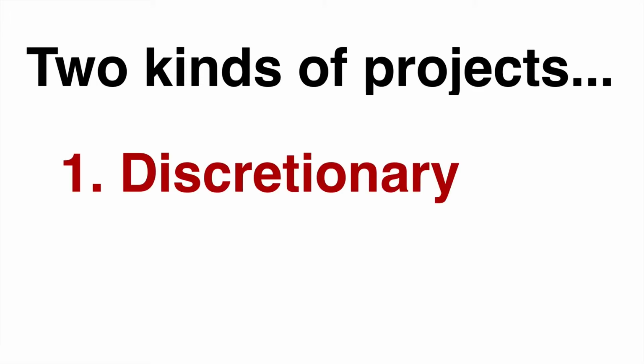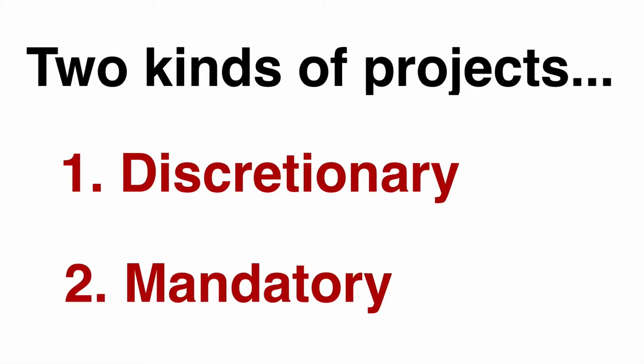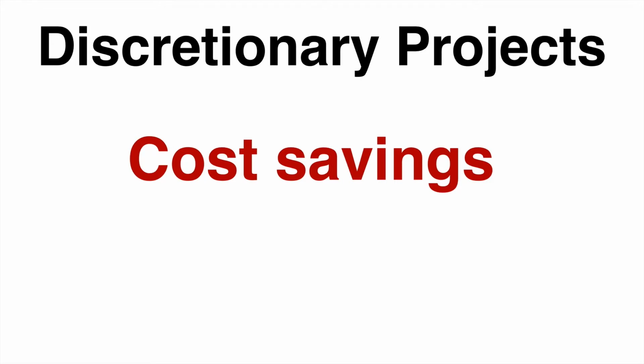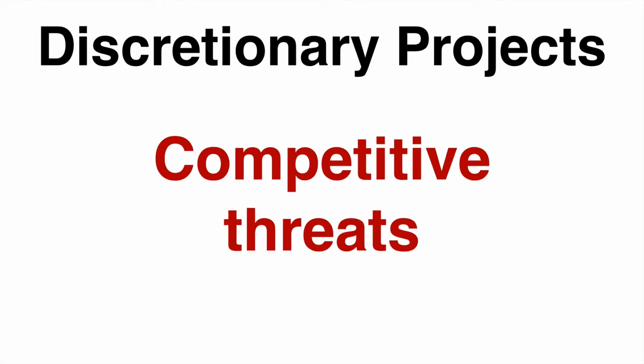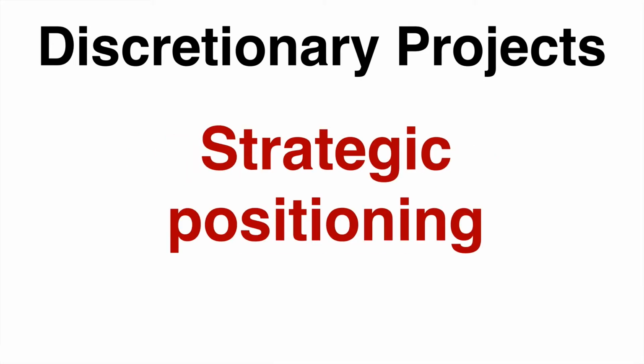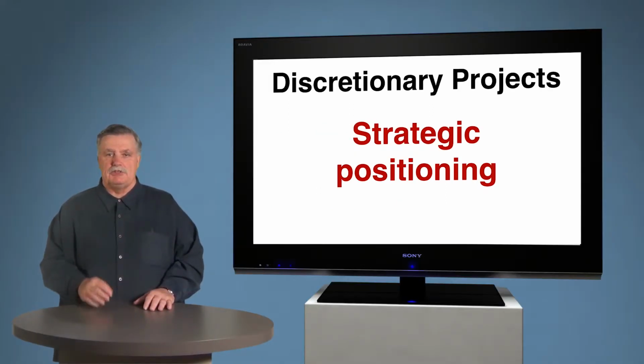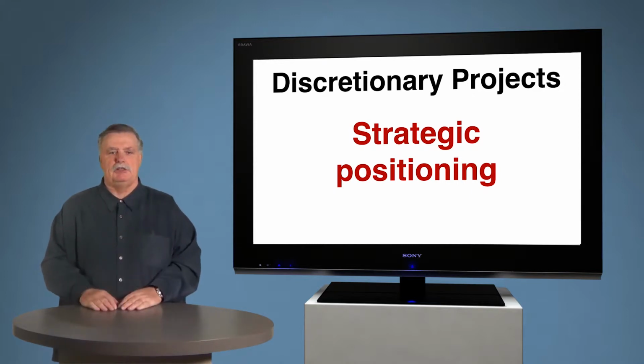Now, what about those two kinds of projects? We're going to be working with both discretionary projects and mandatory projects. And I want to briefly examine the difference. Discretionary projects happen because of a stimulus, internal or external. An organization might be considering a growth opportunity, or significant cost savings are available, or maybe a competitive threat needs a response, or even a new strategic position is being pursued. The common element in all is discretion. The organizations can pursue or reject the project.